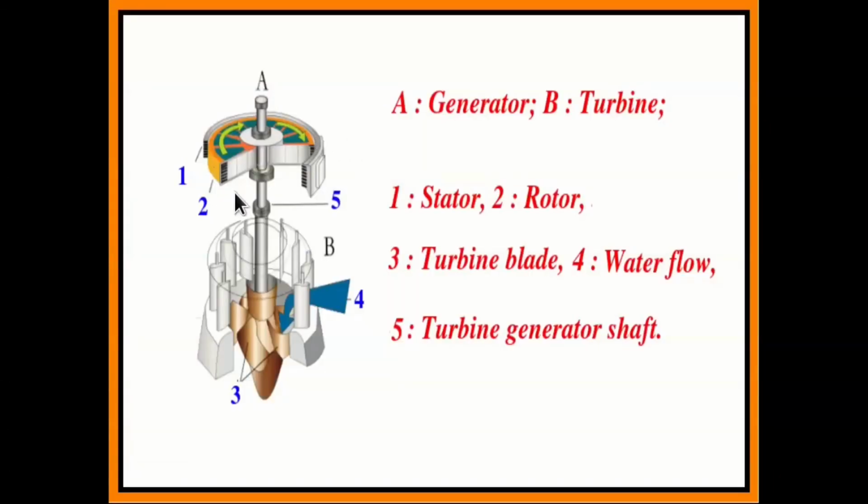So that is how electric energy is generated. So this is a schematic diagram of the alternator coupled to the turbine. So A is the generator, B is the turbine, 1 is the stator, 2 is the rotor, 3 is the turbine blade which is forced to rotate by means of some primary force. Here, of course, the one which I have shown here is moved by means of water. So 4 represents the water flow in this direction so that the blades of the turbine will be moved. And the shaft of the turbine 5 is coupled to the shaft of the alternator.